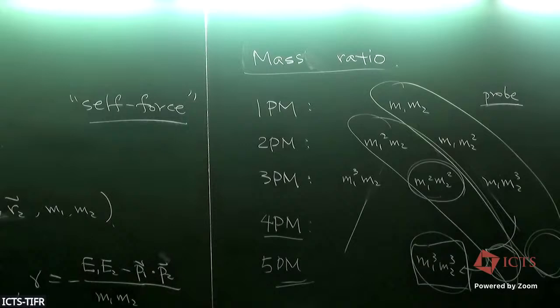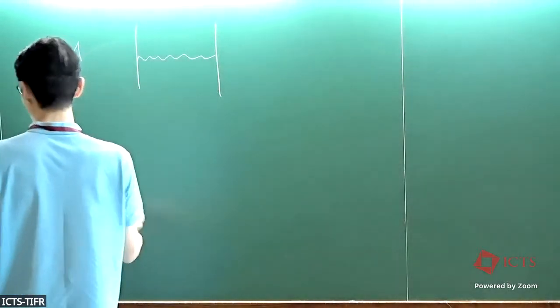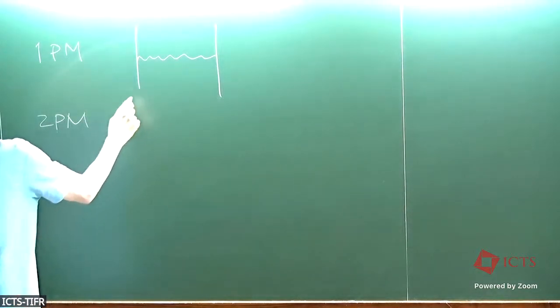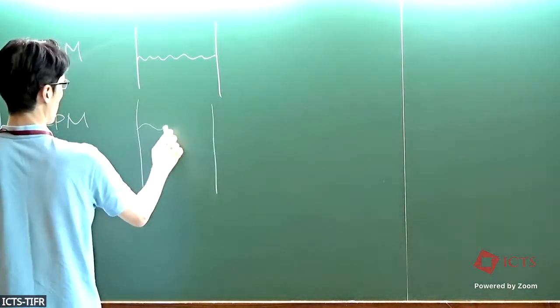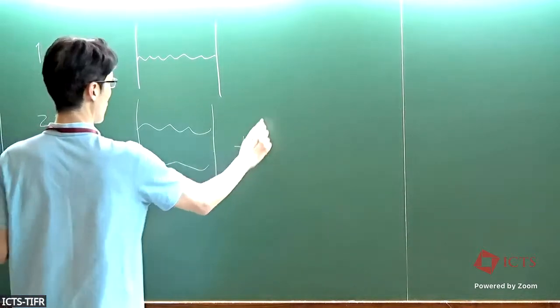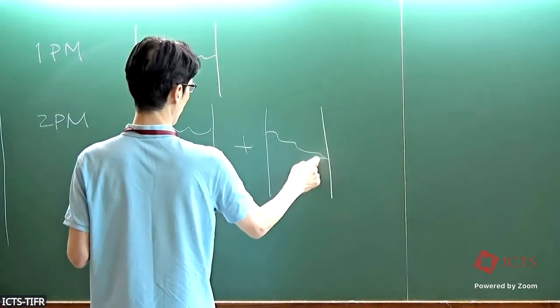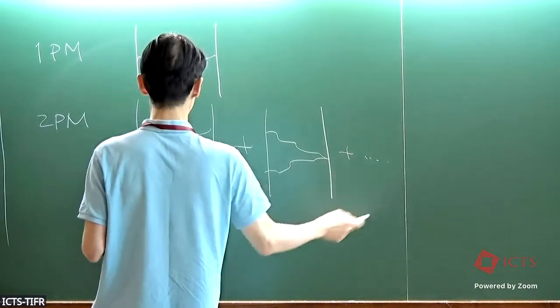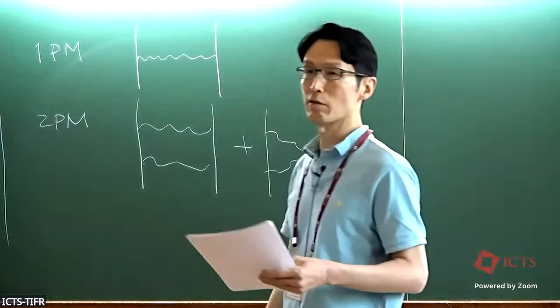Another basic fact to recall is that when we use tools like Feynman diagrams, at 1 PM we have 2 massive particles exchanging a single graviton. At 2 PM we have exchange of 2 gravitons. And already at 2 PM there are quite a few diagrams.